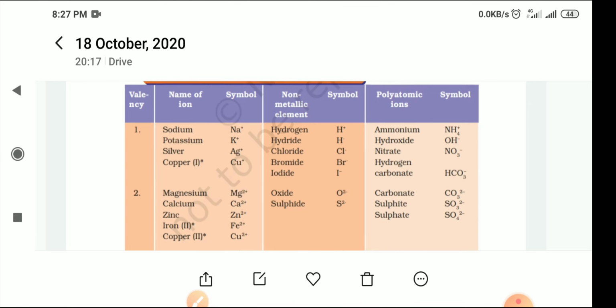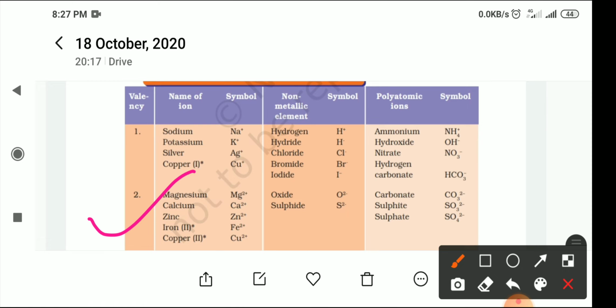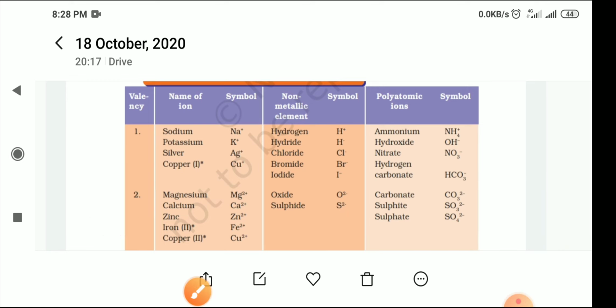In this table you can see so many elements are written, complex and simple, so you can learn them easily. And here polyatomic ions are written, whose formulas and valencies should be learned easily. After that you can easily write the chemical formula. I hope this is clear to you, how you are going to write the chemical formula.